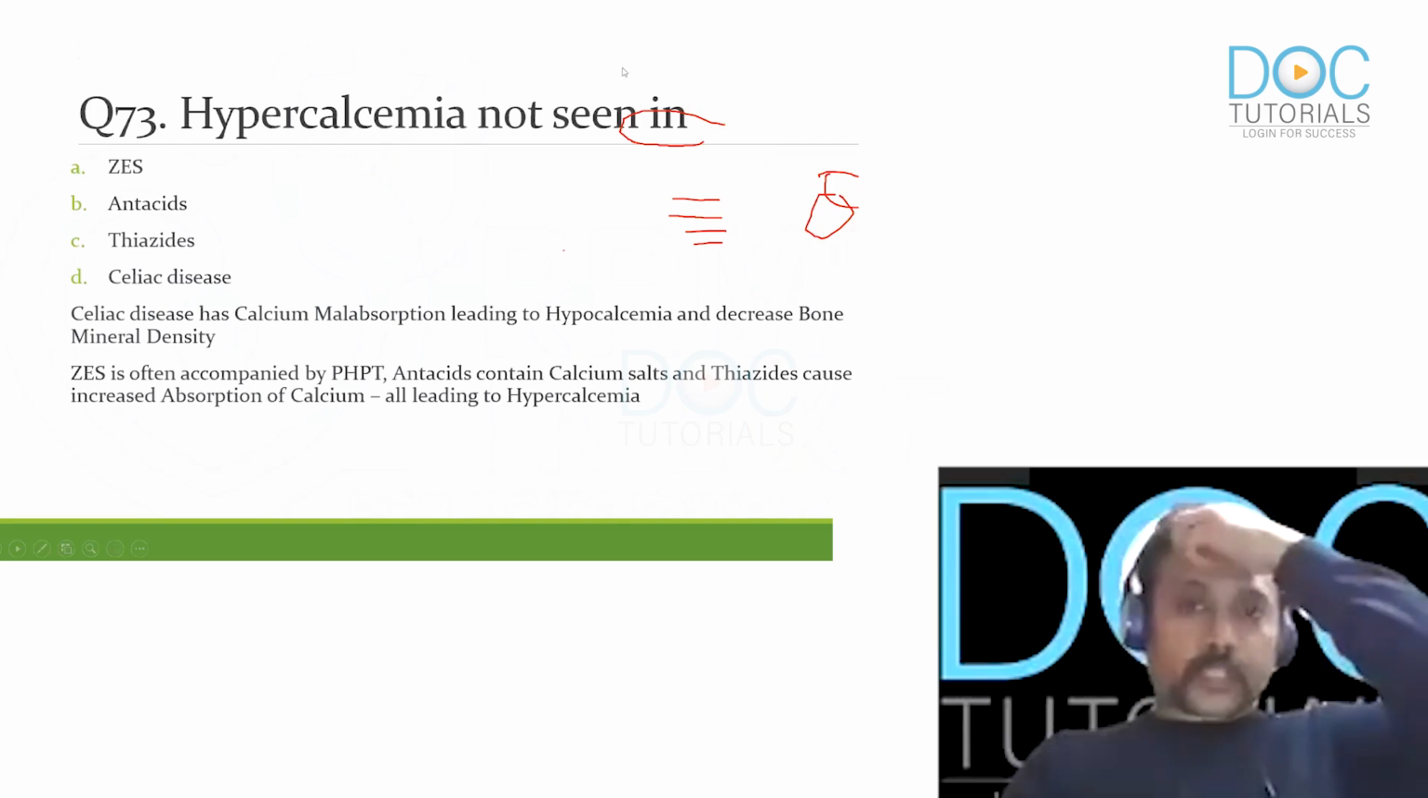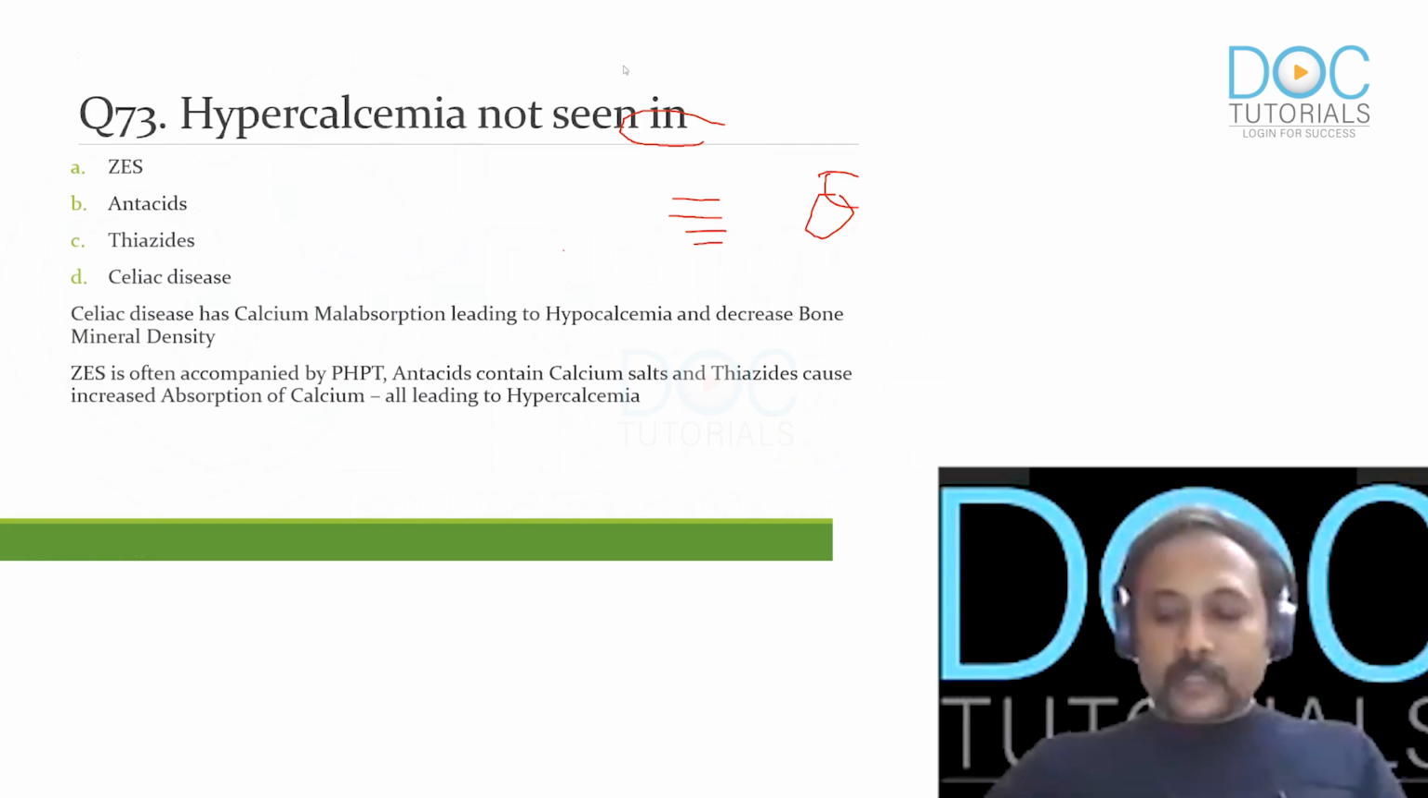Okay. So next question is, hypercalcemia is not seen in. So this was again a clear-cut answer. Hypercalcemia is something which is not seen in celiac disease. Okay. So hypercalcemia is not something which is seen in celiac disease.